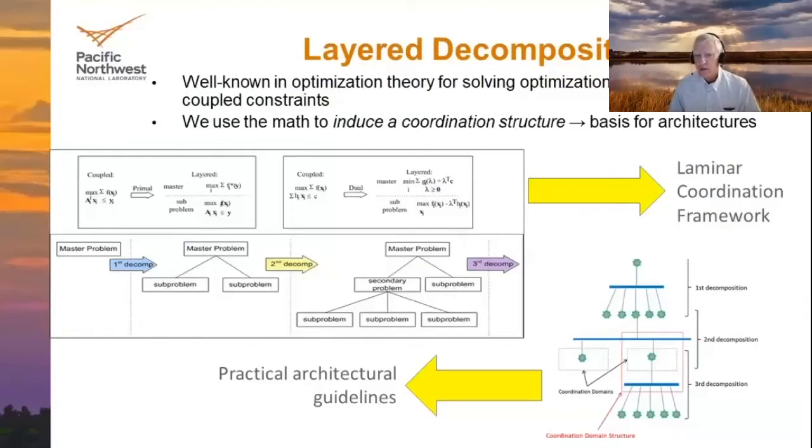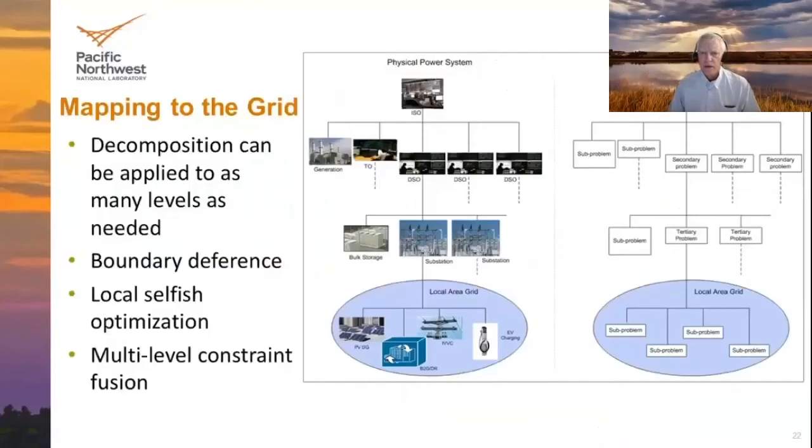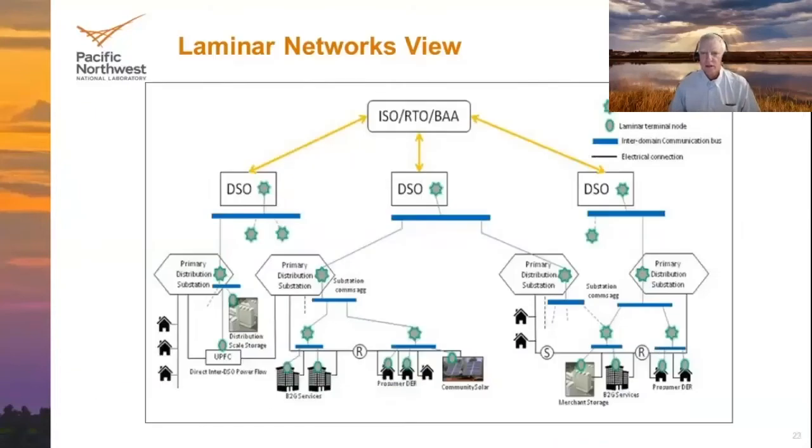And by considering that laminar coordination framework, we actually get a set of practical architectural guidelines about the types of information that need to be exchanged between the layers in a layered approach. And you can see that maps onto the grid. We can actually consider the physical topology of the grid relative to such structures. We can also address things like boundary deference and so forth. Going further in that mapping, you see these coordinator nodes are basically the interactions within the levels.